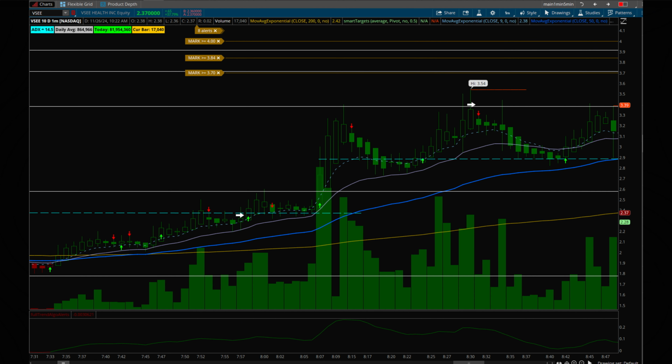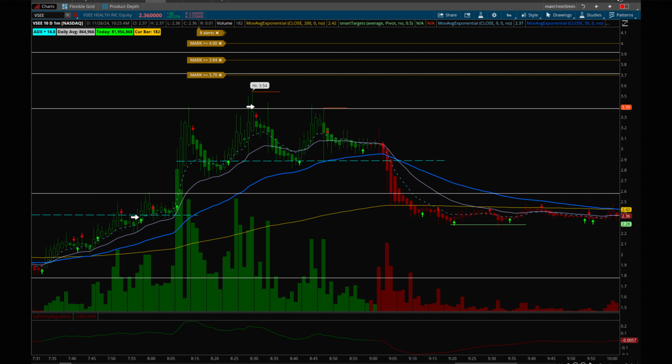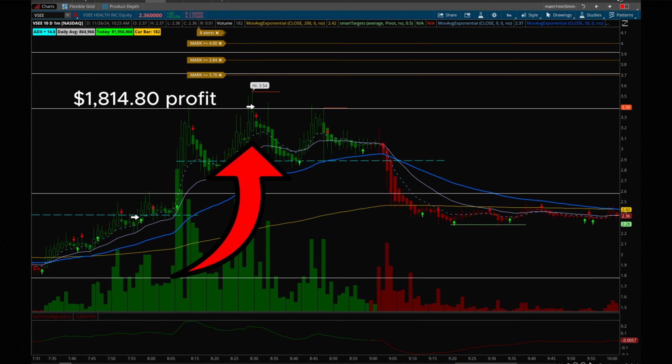Now, on the first test of $3.37, there was over 2 million shares traded per minute. The second test, there was around 1.7 million shares traded on that minute candle. So that was lower buyer volume, and that's my signal to try to sell at as close to the $3.37 target as I could. And so I did. I sold all 1,745 shares, locking in a profit. And most of those shares, my average was around $3.40. So I was able to lock in a profit of $1,814.80 in just 32 minutes.